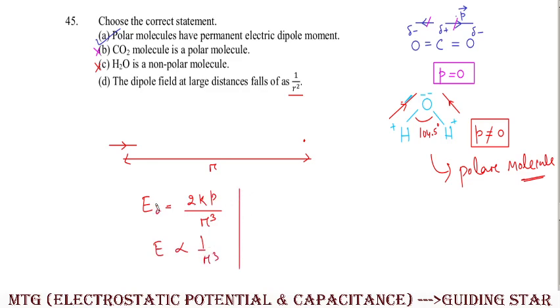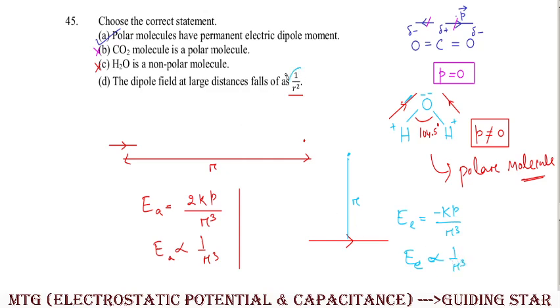Or if we want to calculate at the equatorial point, suppose we take a dipole and want to calculate the electric field at this particular point P, situated at some distance r, then the electric field at the equatorial point comes out to be simply minus kp upon r cubed. That means here also, at an equatorial point, it is inversely related to r cubed.